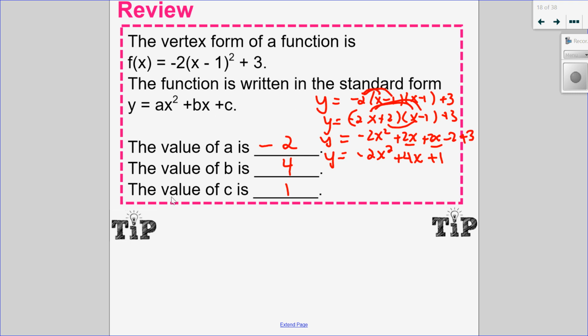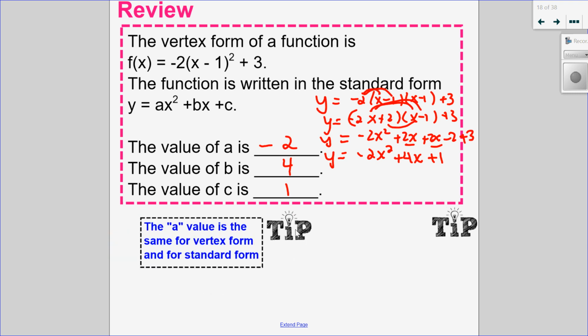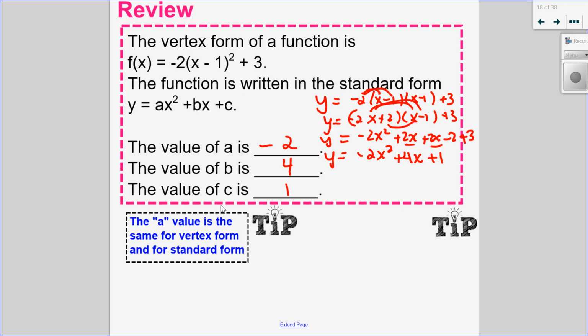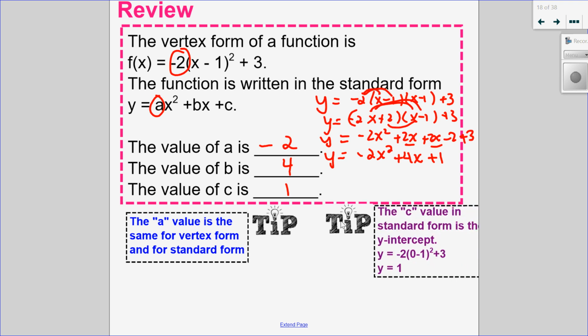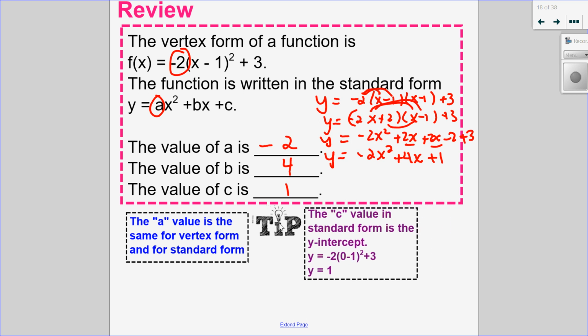So a good way to check to see if I'm doing this right, or perhaps a question only asked you for certain values, I have a couple tips here for going from vertex form to standard form. My first tip is that the A value in vertex form is the same as the A value in standard form. So right away, without doing the question, I know that A should be negative 2. My second tip for you comes with the C value. The C value in standard form is the y-intercept. So all I have to do is find the y-intercept, and then I can get the value of C, which I think is a little bit faster than applying all those distributive properties. So maybe if I just asked you for A or C, you could use these tips to help you out.